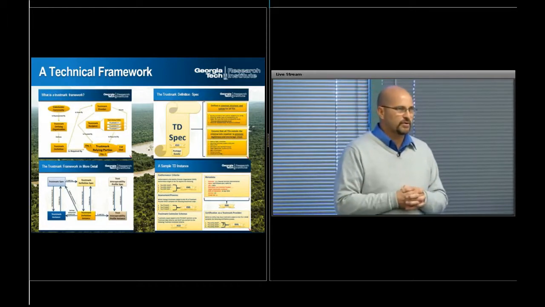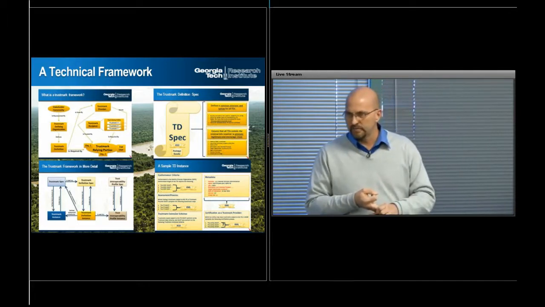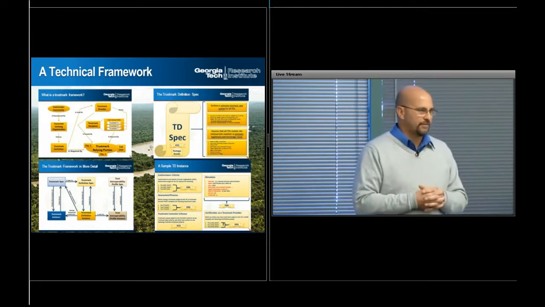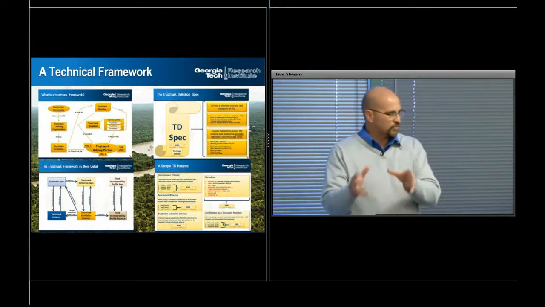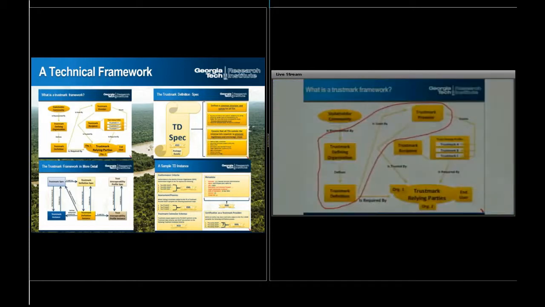Now, a trust mark recipient could be an IDP, it could be an SP, it could be an attribute provider, it could be an intermediary, it could be several different kinds of actors in a federation that a trust mark is relevant for. And then trust mark relying parties are parties that rely on those trust marks to do business.